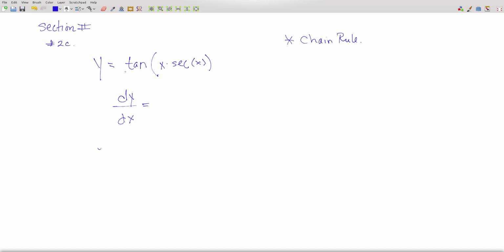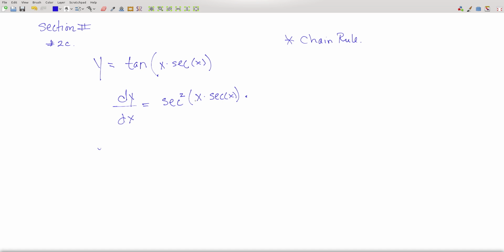I guess the first thing is, let's just think about what is the derivative of a tangent. Okay, the derivative of the tangent is a secant squared. So the derivative of the outside part is going to become the secant squared of all of that, x times the secant of x. But we can't stop right there. We now have to worry about what is the derivative of the inside part.